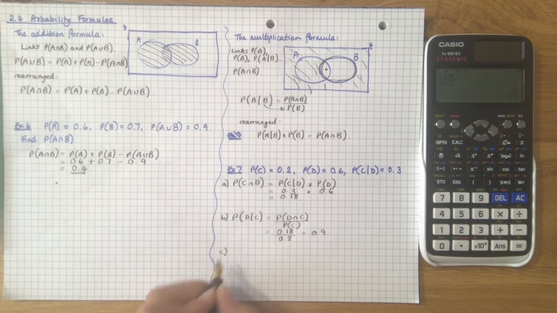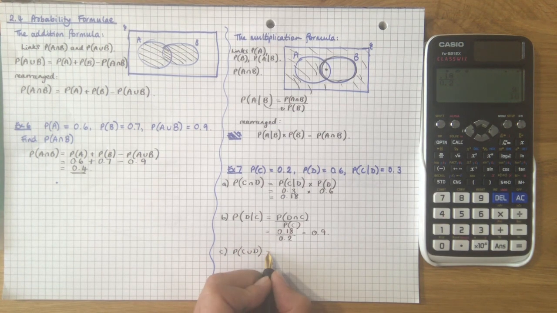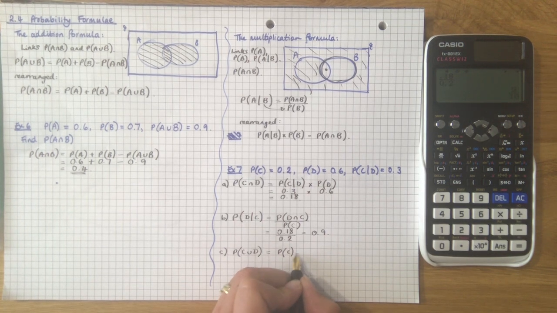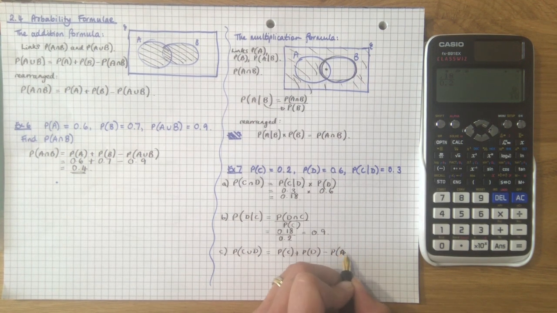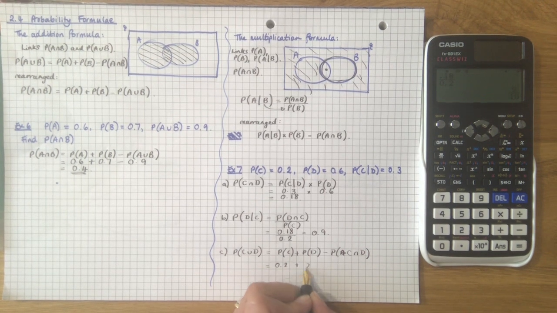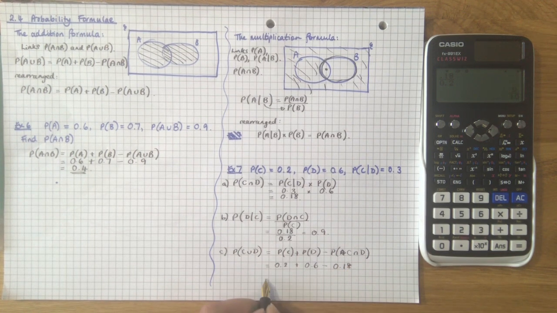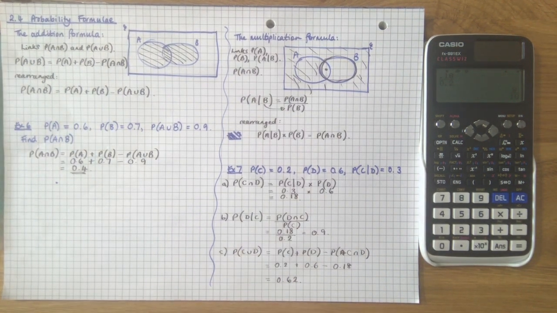And finally, in part C, we're asked to find the union, C or D. So let's use the addition formula from the first part here. It means we add together the probabilities of C and D, but we subtract the intersection. It's not A, it's C. So 0.2 add 0.6 minus 0.18. That's going to give us 0.62. So now you know enough to have a go at exercise 2D.